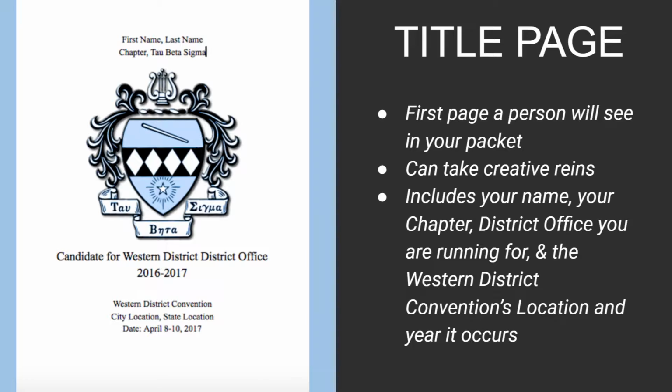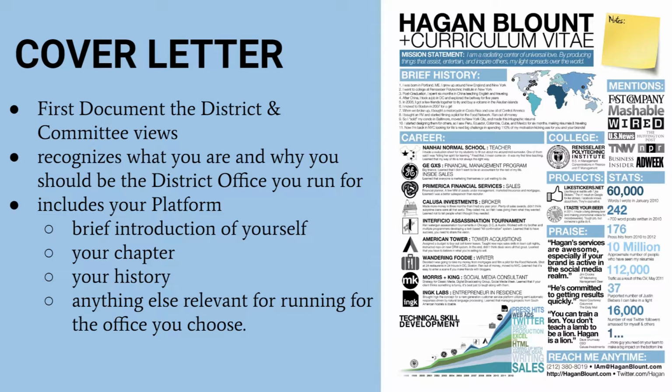But other information that you need to include is what office you are running for, the year that you are doing it, the Western District Convention, the location, with the city and the state, and the date when it occurs. And then after this, the next slide talks about the cover letter.